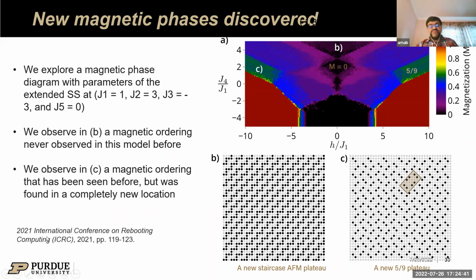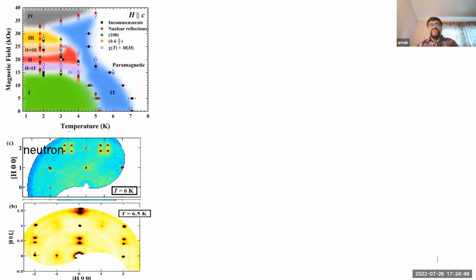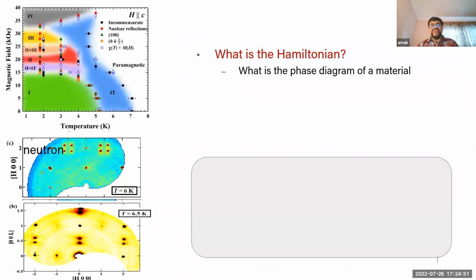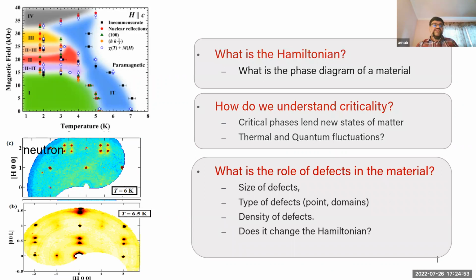And these results are now published in 2021 in the International Conference on Rebooting Computing. It's an IEEE journal, just published. And with the hope that now we can look at realistic Hamiltonians, like true 3D Hamiltonians, and figure out what the phase diagrams of matter would be.